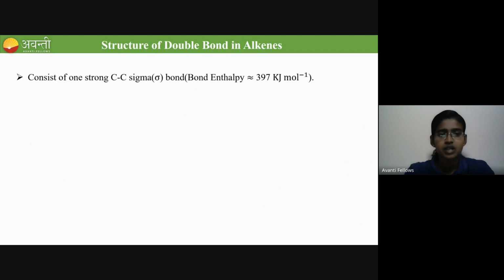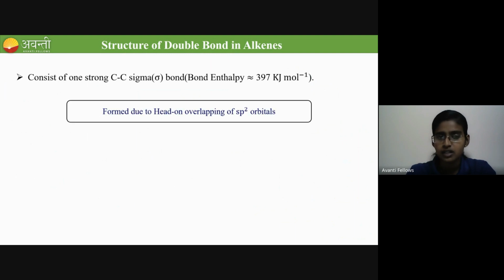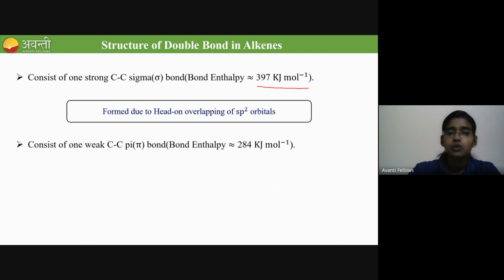Okay. Now this consists of one strong carbon-carbon sigma bond, which I have already told you is formed by the head-on overlapping of the sp2 hybridized orbitals, and the bond enthalpy value is 397 kilojoule per mole. The energy required to break the bond is called bond energy. So that value is 397. You have to supply this much energy to break that bond. And one pi bond was there, and that pi bond is weak.